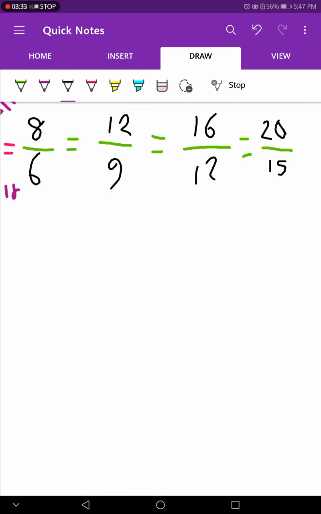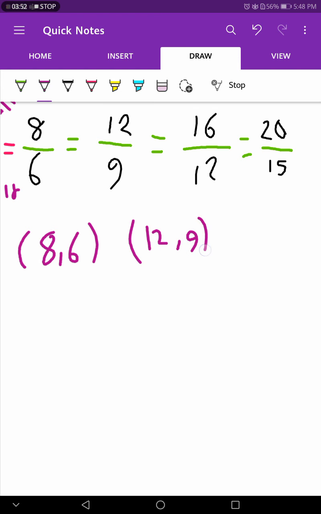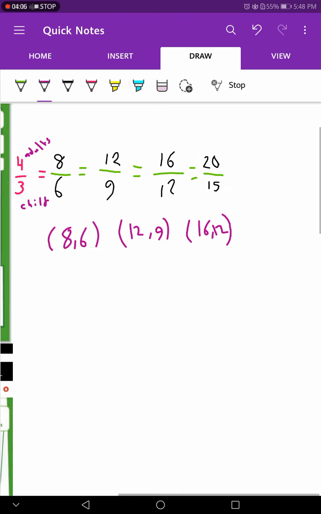Now I will write each one of these ratios or fractions as an ordered pair. 8 and 6, it is 8 and 6. 12 and 9, it is 12 and 9. 16 and 12. And the last one is 20 and 15.